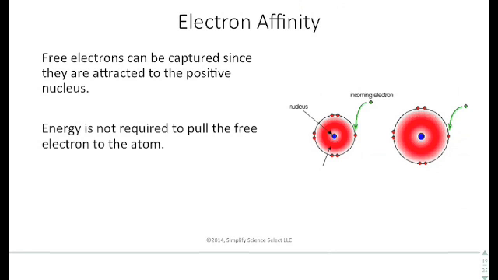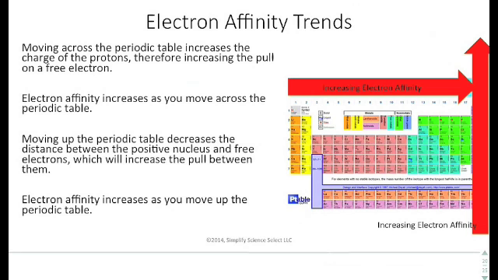Electron affinity is defined as the ability of an atom to capture an incoming electron. So it has to have access to the positive nucleus. If you have a free electron, the only way that it's going to be captured by an atom is if it's somehow attracted to the positive nucleus. So the trend for electron affinity, once again, can be explained using Coulomb's law and effective nuclear charge. Electron affinity increases as you move across the periodic table.